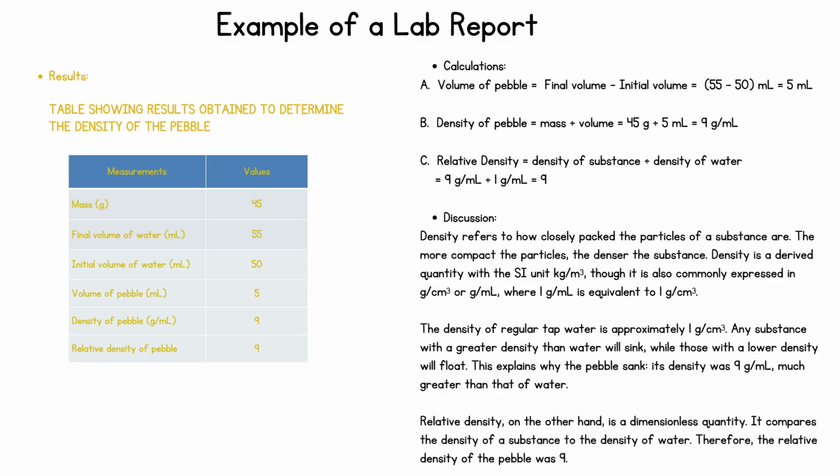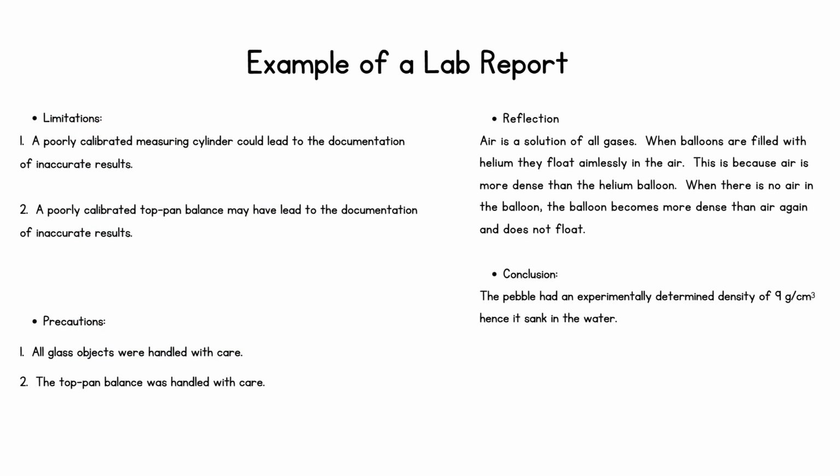The results. The results contain the actual figures obtained from measuring instruments and any calculations. The discussion defines and explains the main topic of the aim. Results are compared with accepted literature values or expected results. The limitations list factors that could have weakened or interfered with the results, while the precautions list steps taken to ensure safety and accuracy. The reflection connects the experiment to real-world applications and shows understanding, while the conclusion directly answers the aim of the experiment.